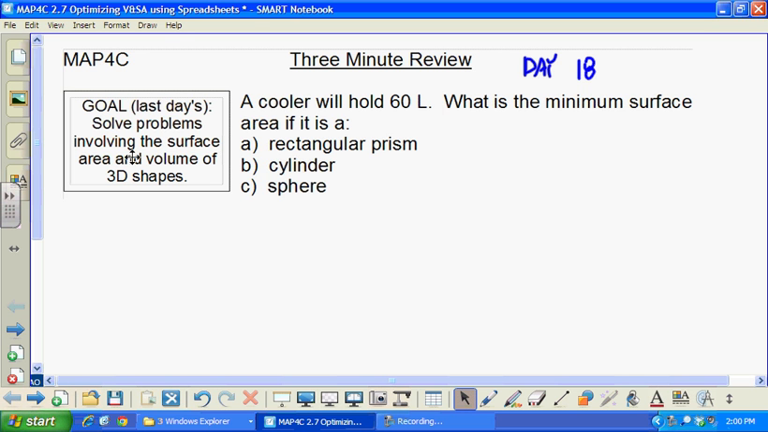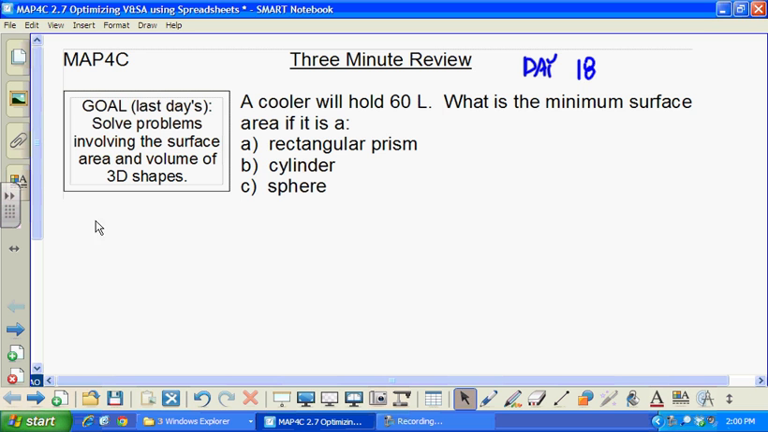The goal last day was to solve problems involving the surface area and volume of 3D shapes. It says a cooler will hold 60 liters. What is the minimum surface area if it is 3 different shapes? And then we'll talk about the best overall. And we know what these shapes are, right?